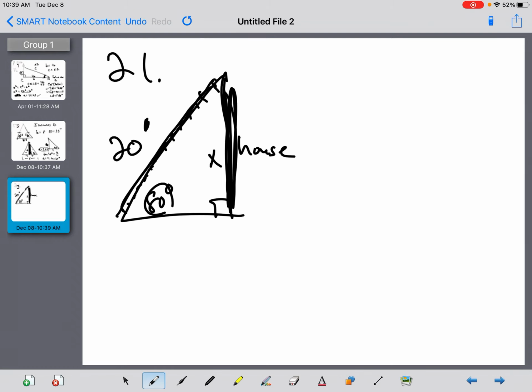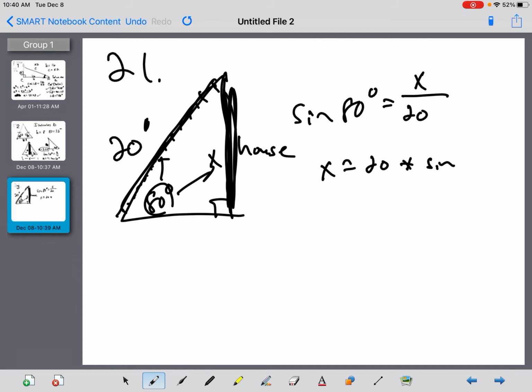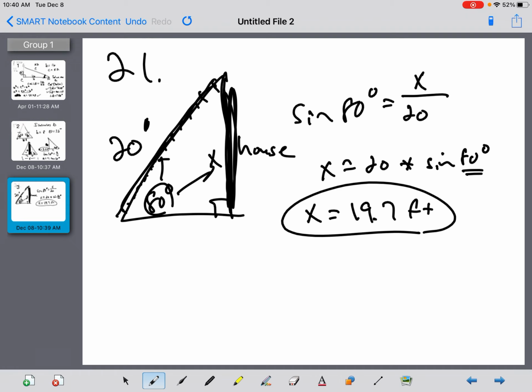So from this 80-degree angle, this is opposite, this is hypotenuse, so that's the sine ratio. So I write sine 80 degrees equals X over 20 feet. So X is going to be 20 times the sine of 80 degrees. Again, make sure you're in degree mode, and you get X ending up being 19.7 feet. And that should be this distance right here. Now if they needed to find this distance down here, you'd use cosine.